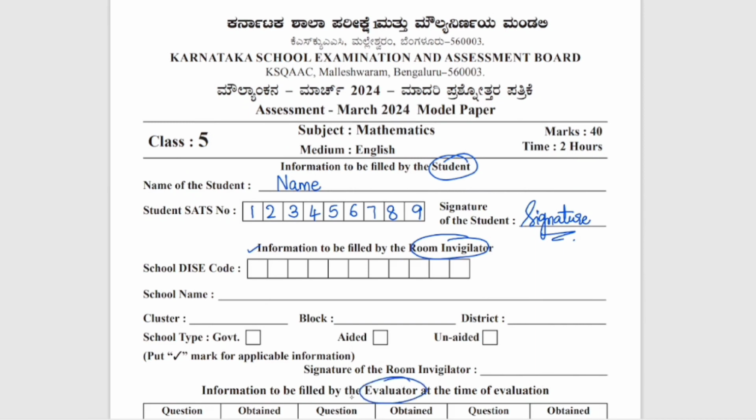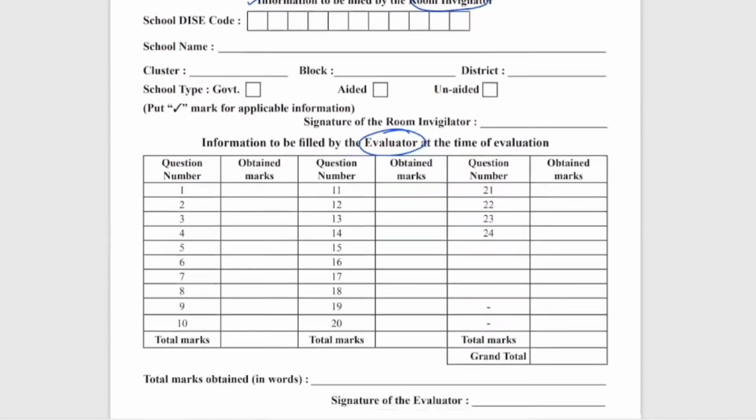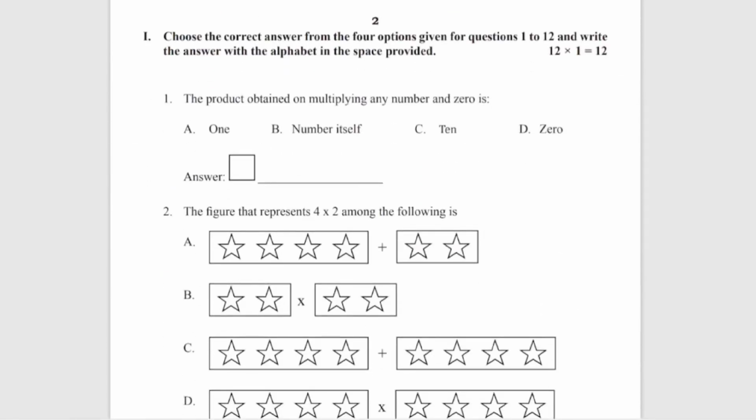This is the question paper come answer sheet. So let us start solving the question paper. The first main question is: choose the correct answer from the 4 options given for questions 1 to 12 and write the answers with the alphabet in the space provided. So there are 12 questions for 12 marks, each carrying 1 mark.